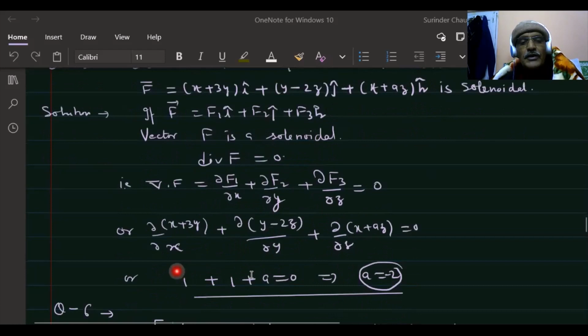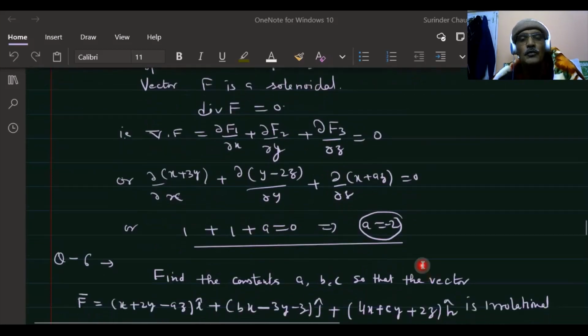And partially differentiate them. First, differentiating with respect to x, this gives 1; with respect to y, this gives 1; and this gives minus 2z, which is minus 2, this is 0, and this one is equal to a. So from this equation, 2a plus 2 is equal to 0, which implies a is equal to minus 1.